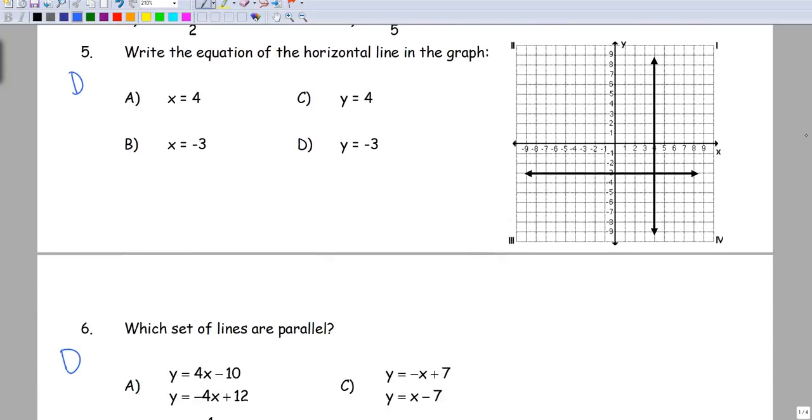Number 5, the horizontal line is this one. It hits the y-axis at negative 3.